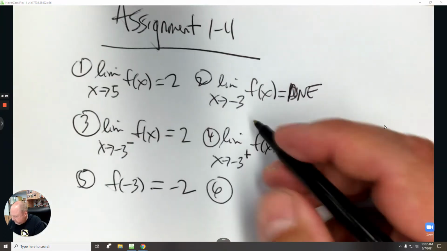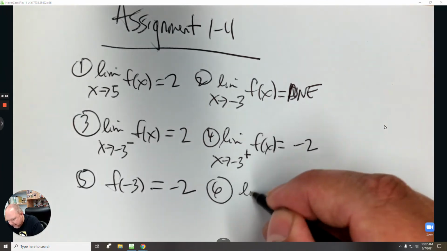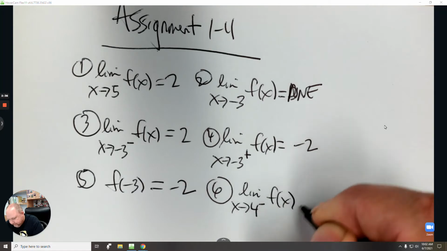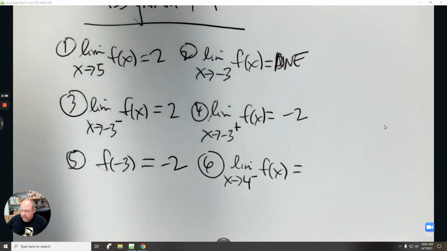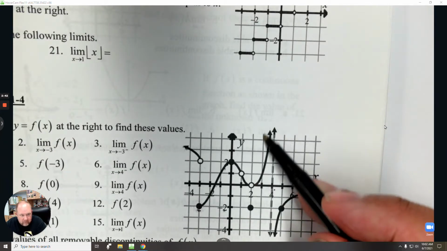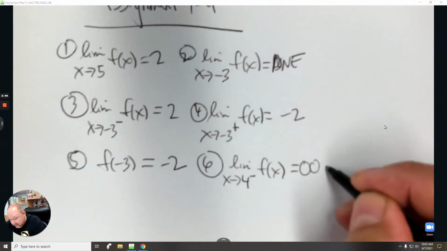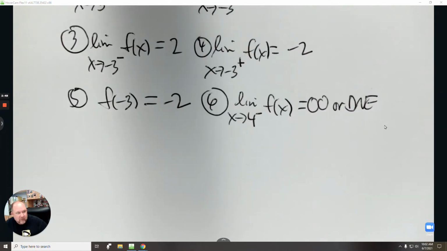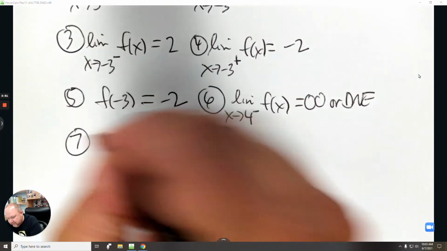Number 6. The limit as x approaches 4 from the left. Find 4. There it is. From the left, it's going to infinity. You could also say it does not exist because it's impossible to approach infinity. However you want to see it, both are correct answers.